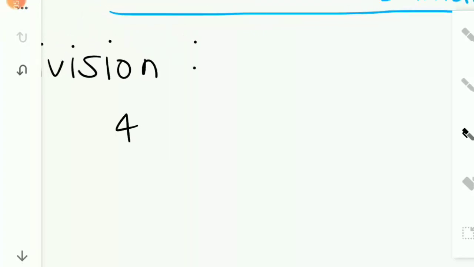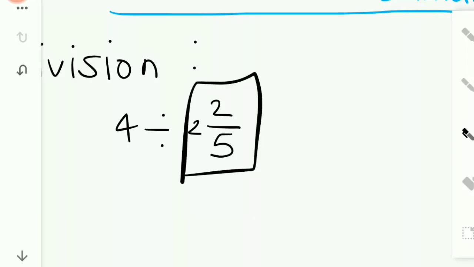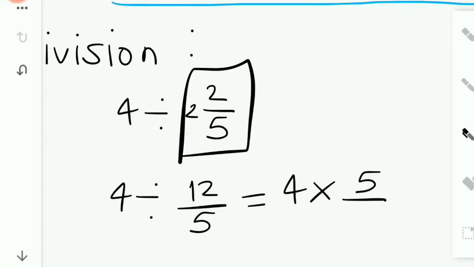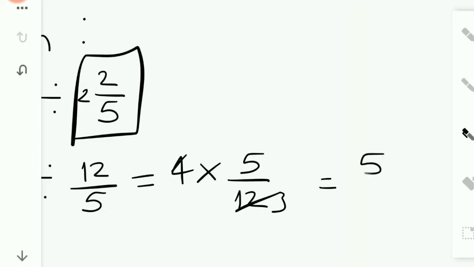Next is 4 divided by 2 2/5. In this case, we have to first convert this mixed fraction into improper fraction, which is equal to 5 2s are 10 plus 2 is 12 by 5. Now you can easily solve by 5 by 12, 3s are 5 by 3.